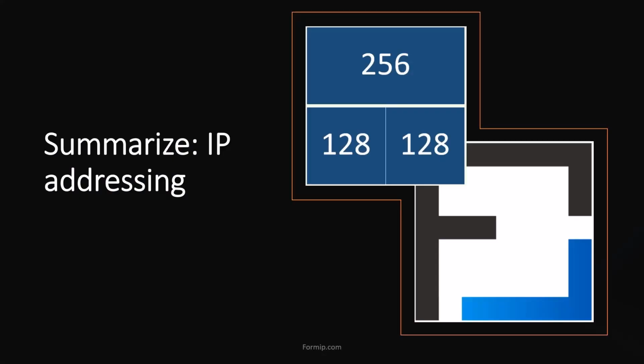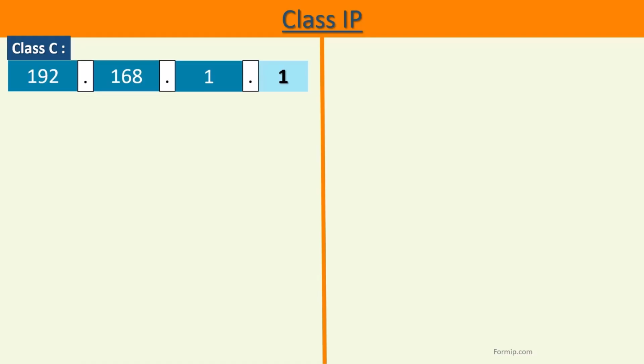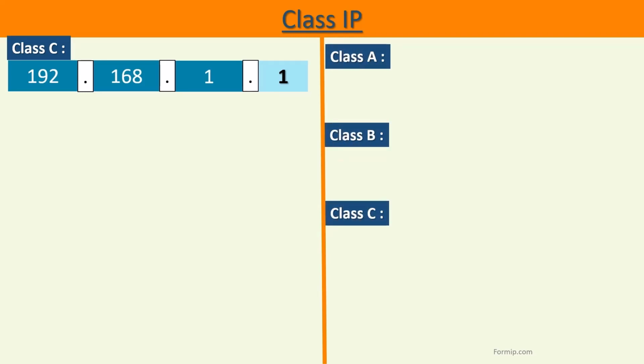The addresses we used in the previous lesson are part of Class C. There are three types of classes for IP addresses: Class A, Class B, and Class C. Their differences are the number of hosts that it is possible to have for the network.